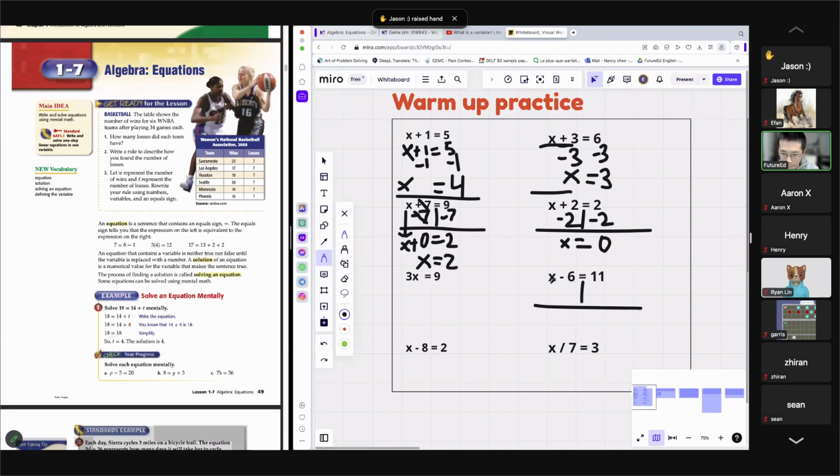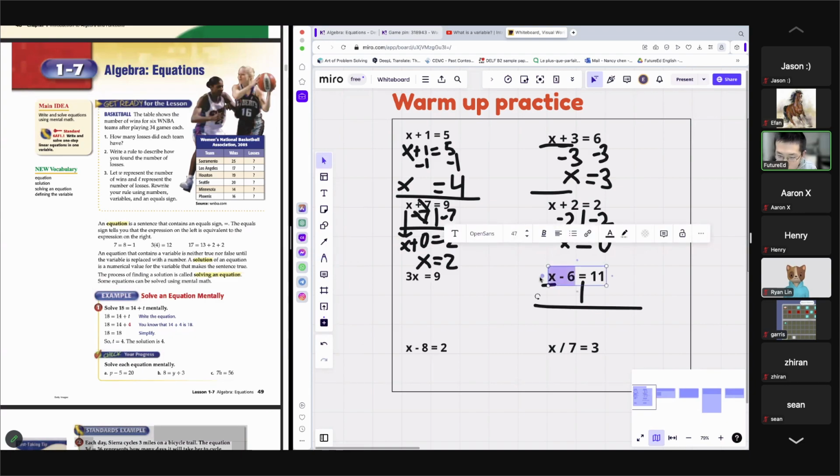So we always want to isolate the variable. You might have noticed all the variables are on the left side, but let's say I switch it around, it was 11 equals x minus 6. I think I can actually do that right now. If I change this to 11 equals x minus 6. Let's say I did that. Garrus, what would be your first step this time? Maybe 11. Oh, so this time you're saying 11.